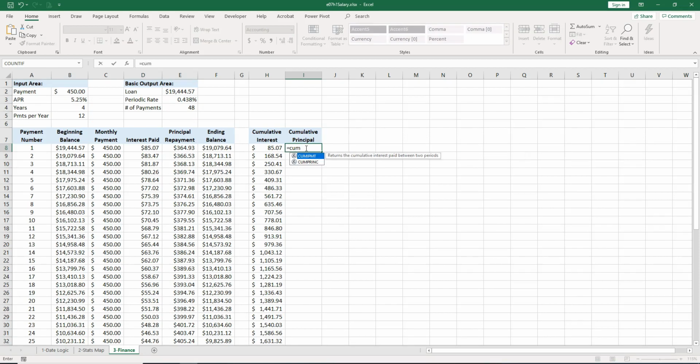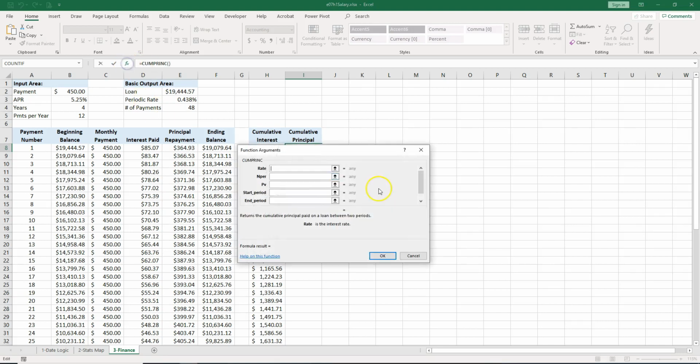So CUM for cumulative, and you see the principal over here. Let's get more help. The rate should be the periodic rate, F4 to lock it. NPER, how many payments we have? We have 48, lock it with F4. PV, the loan, click it and lock it. Start period. The start period always is number 1, so I'm going to lock that one. But the end period, when you are on row 1, is payment number 1. When you are on row number 2, it will be payment number 2.